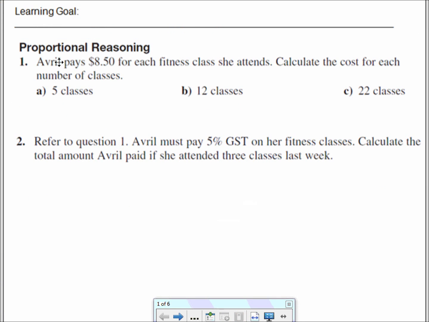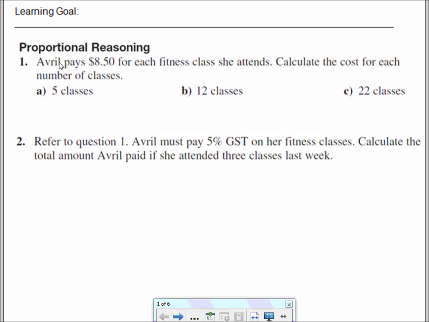Okay, so last unit, budget. So proportional reasoning. Avril pays $8.50 for each fitness class she attends. Calculate the cost of each number of classes. All right, so obviously, hopefully you're thinking, oh yeah, this is easy. A lot of this is common sense this unit.